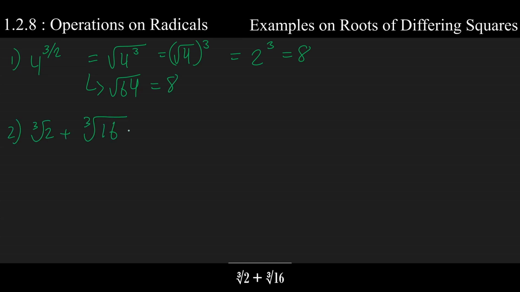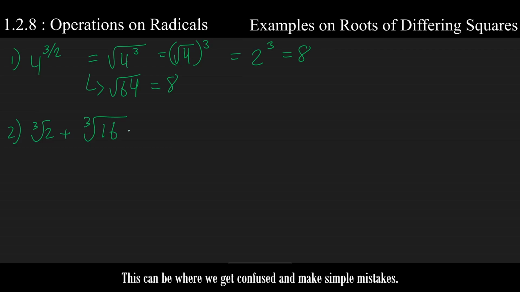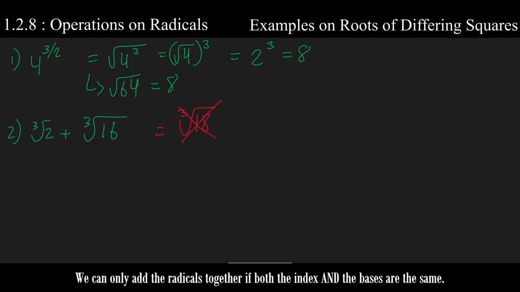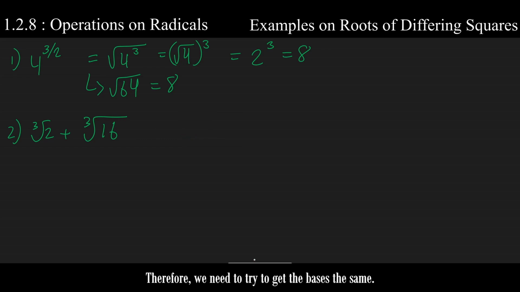Number 2, the cube root of 2 plus the cube root of 16. This can be where we get confused and make simple mistakes. It's tempting to go ahead and just write the answer as the cube root of 18, but that's wrong. We can only add the radicals together if both the index and the radicand are the same. Therefore, we need to try to get the radicands the same.